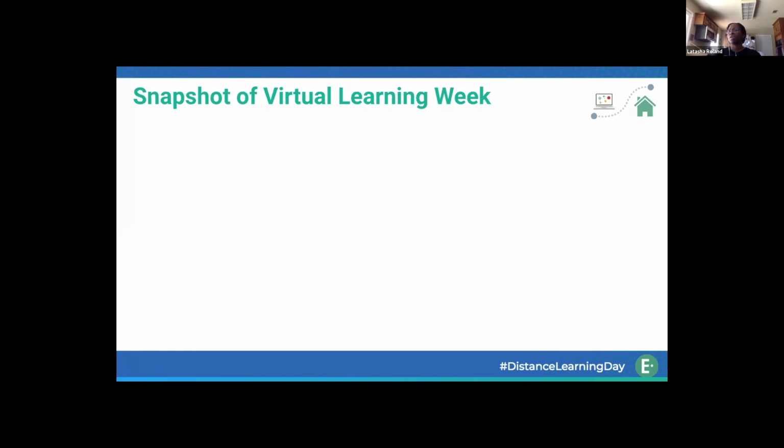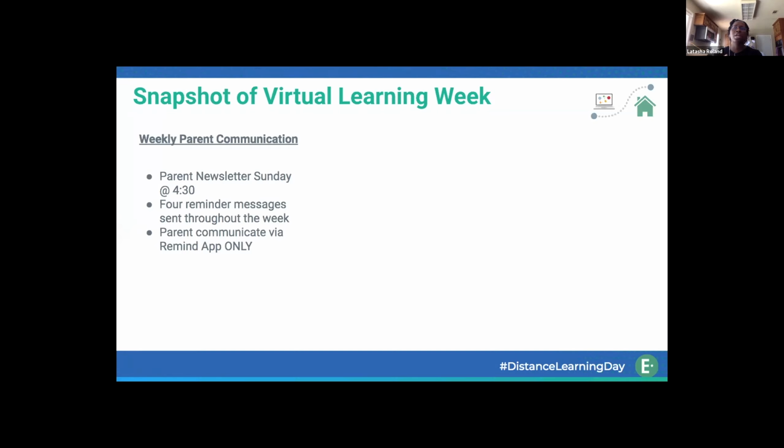A snapshot of my week was, as I said, parents got a newsletter every Sunday. I use the Remind app, if you're familiar with that, to communicate solely with parents. I sent out 4 Remind messages throughout the week to remind them to tell their kids to get to the meetings and let them know when the assignments were due. And I only allowed parents to communicate with me via the Remind app. I wanted to separate the types of communications I was getting. So my students had access to me directly on my cell phone, whereas the parents, I advocated for them to only contact me via Remind. That way I knew where the messages were coming from.